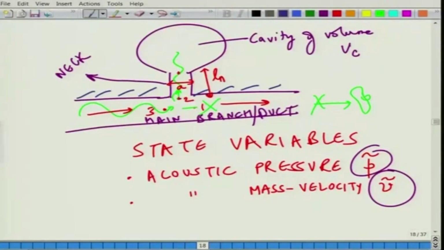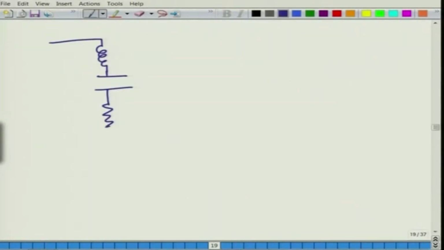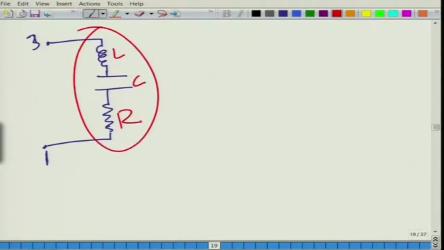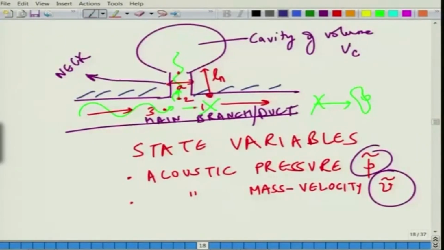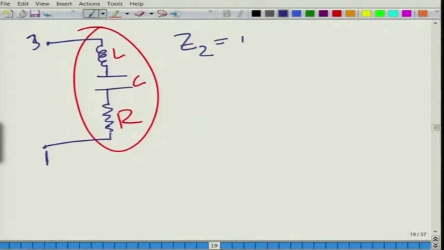So what happens then is that there is also some radiation losses, as we saw from the immediately preceding lecture. So you also have basically something like a resistive element, and here is your state variable, say 3 and 1, and this is what we intend to do, L, C, R. So what are those? Let us say we want to find out Z2. So Z2 is j omega L plus 1 by j omega C plus the resistive part, say R naught.